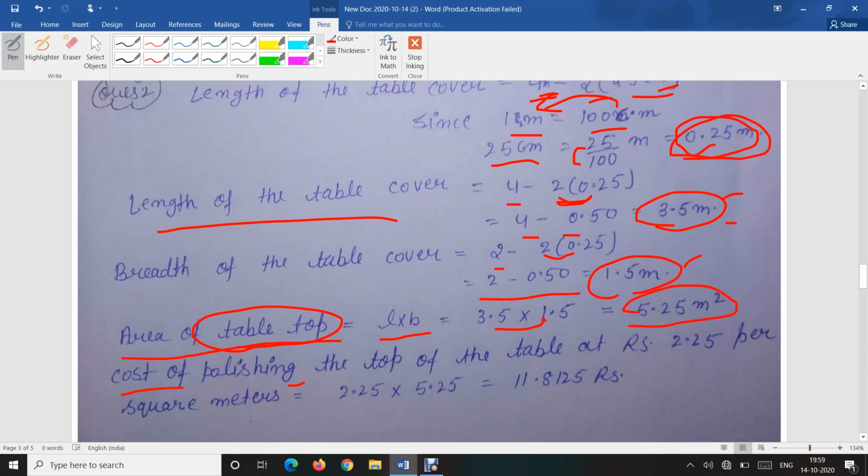Cost of polishing the top of the table at rupees 2.25 per square meter. Obviously if the cost for 1 meter square is 2.25 rupees, then the cost for 5.25 meter square is 2.25 multiplied by 5.25, which is equal to 11.8125 rupees.